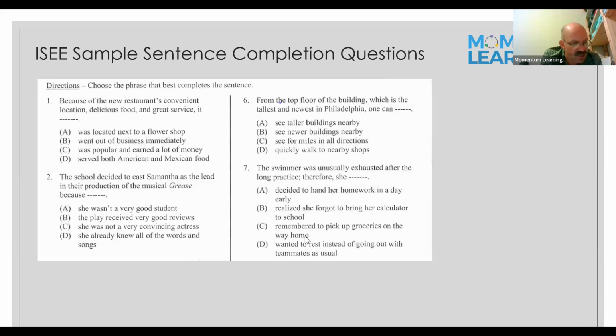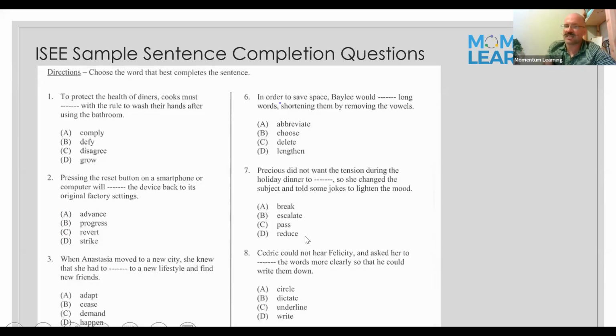Then we also look at, you wouldn't want a lead that isn't a convincing actress. As long as you understand that the lead is the most important person and that this is a production of sorts, that one is actually very easy. Let's look at this one.